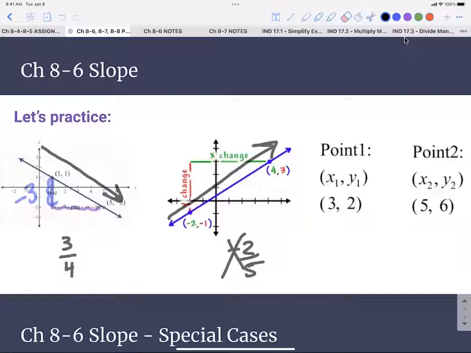If you just put 3/4 as your slope, Damien, stand up. It's okay. Just stand up and shake it out a little bit.